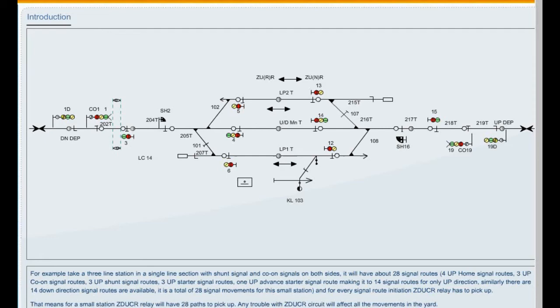Similarly, there are 14 down direction signal routes available. There are 28 signal movements for this small station, and for every signal route initiation, the ZDUCR relay has to pick up. That means for a small station, the ZDUCR relay will have 28 parts to pick up. Any trouble with the ZDUCR circuit will affect all the movements in the yard.